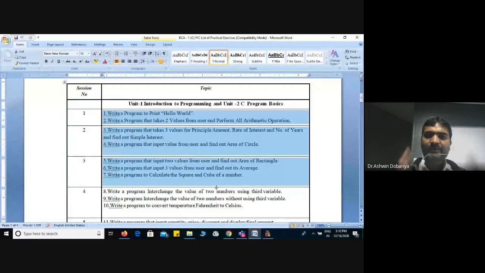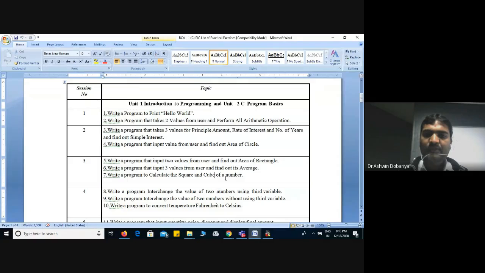Right now, you have to prepare it in your notebook. You have to write an algorithm, draw a flowchart, and write the appropriate C program. Before you write a C program, first you have to perform that C program in Turbo C on your laptop or desktop. Once the program runs successfully, then you write that program in your notebook. Do not write the program directly in a notebook.